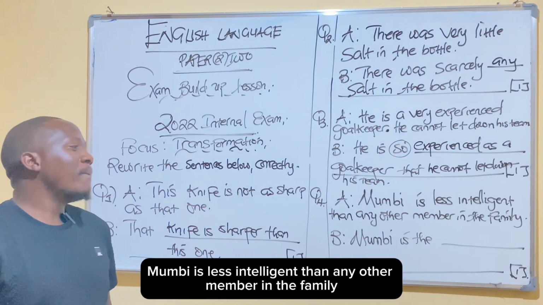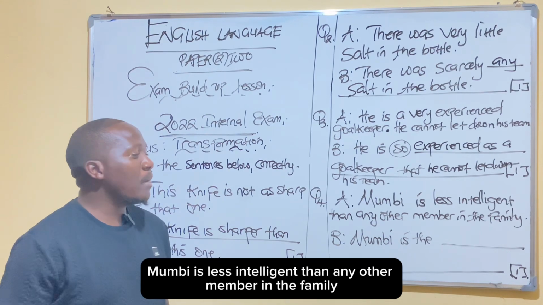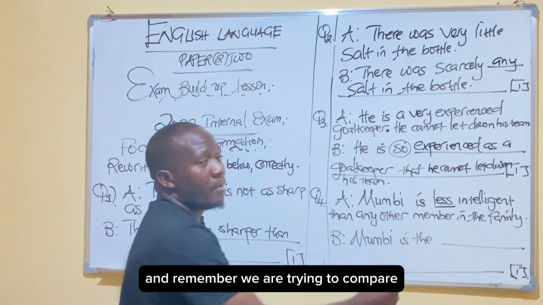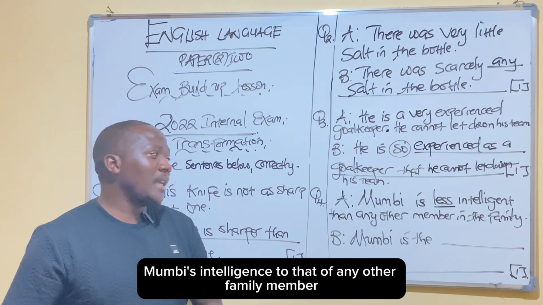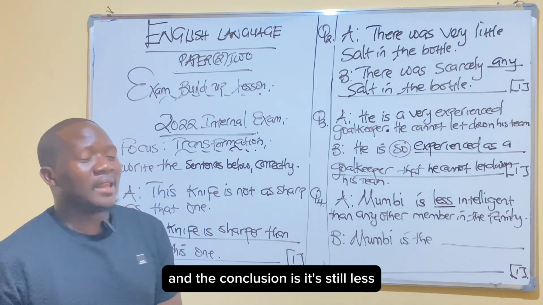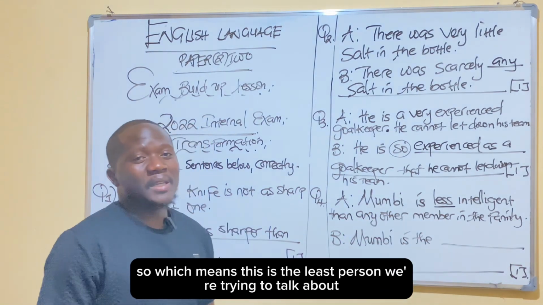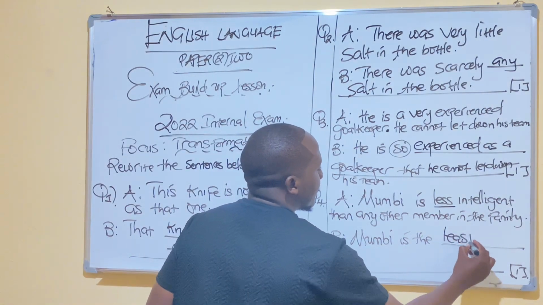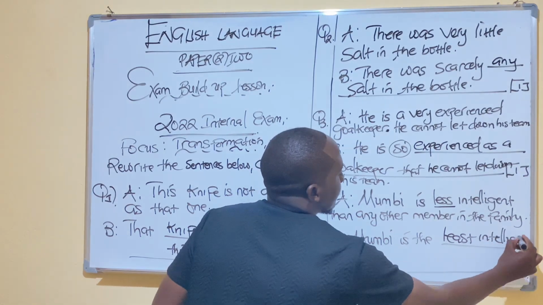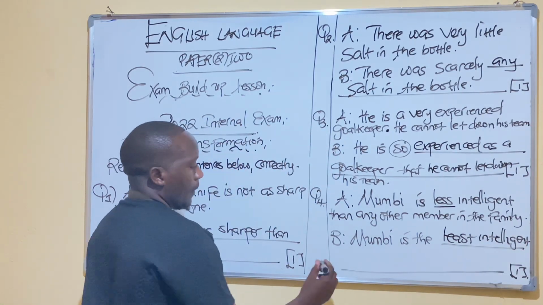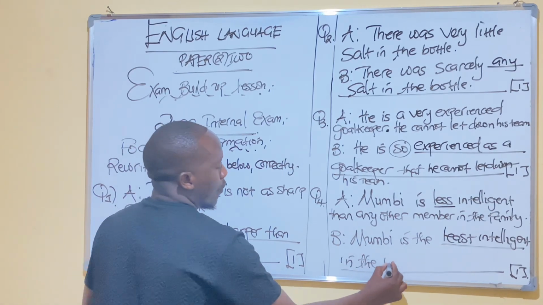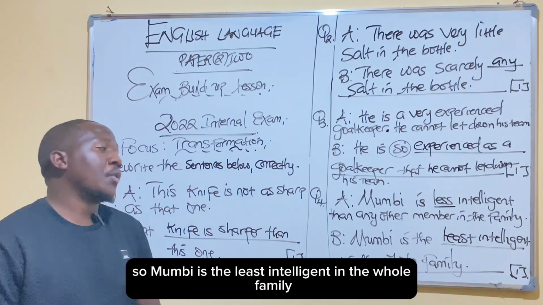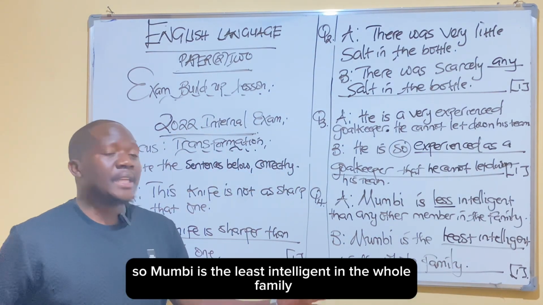Then lastly, Mumbi is less intelligent than any other member in the family. Then begin, Mumbi is. So the key word here is less. And remember, we are trying to compare Mumbi's intelligence to that of any other family member. And the conclusion is it's still less, which means this is the least person we're trying to talk about. So Mumbi is the least intelligent in the whole family.